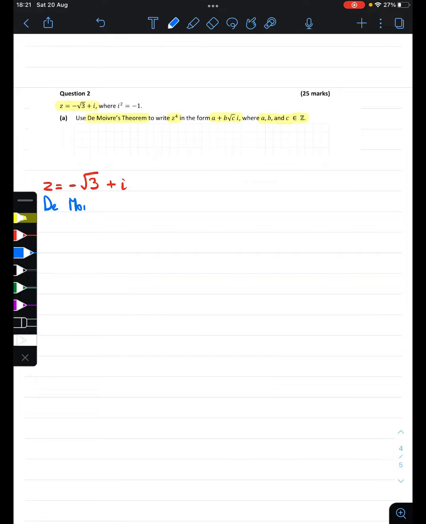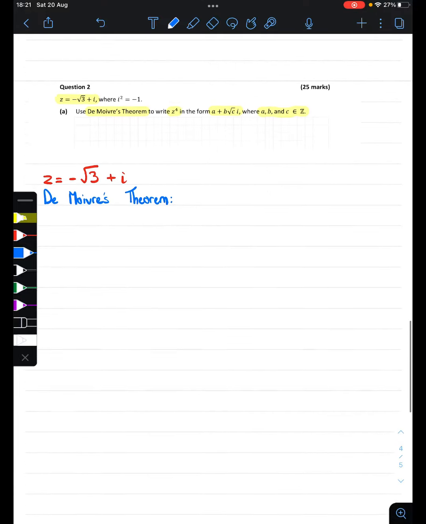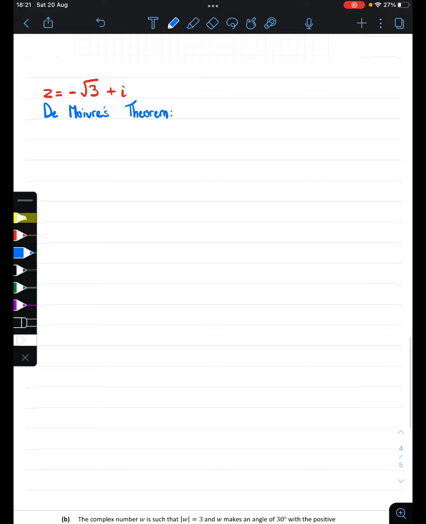Well, whenever they mention any sort of theorem, you should immediately write down what that theorem states. And de Moivre's theorem states that if we have a complex number in this form, r cosine theta plus i sine theta, also known as polar form, and we take it to some power n, then we can write this as r to the n times cosine of n theta plus i sine n theta.